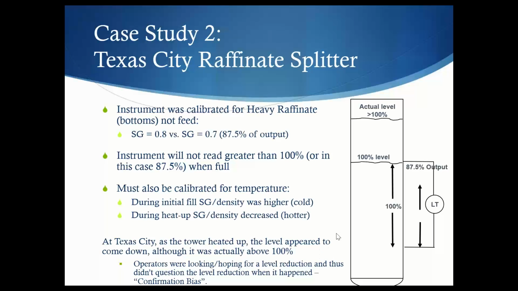So at Texas City, as the tower heated up during the startup process, the level appeared to come down, although it was actually above 100%. The operators were looking for a reduction in level, and they got that on their level instrument, but they didn't look for a second measure, if they could, further up the column to see if it was still rising. And there were other trips and alarms that failed anyway. But they got this confirmation bias that the level was reducing, and it was actually the heating up of the material that was causing the level to decrease on the measurement.